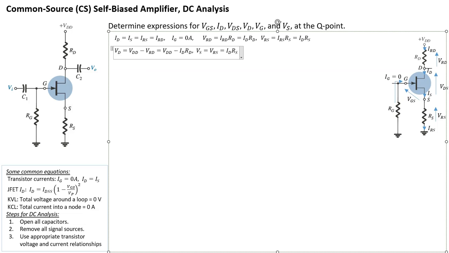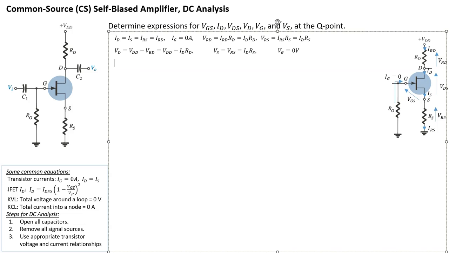And finally for VG, let me space this out a bit. What is VG? Well, VG is the gate voltage from the gate to ground, but because there's no current going through the entire path, that means the voltage drop across RG is going to be 0 volts, meaning that VG is 0 volts. Fairly straightforward.